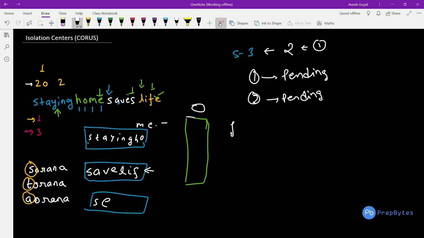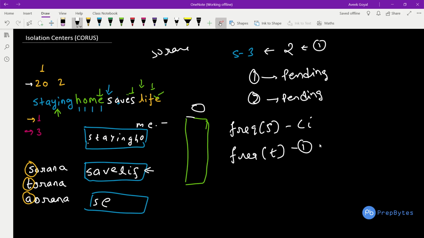Correct? So whatever is the frequency of s and the number of isolation centers, that is ci, if we subtract them, we will get how many persons infected by the s virus will go into the pending queue. Similarly, the frequency of t in this case is just 1. So if we have 1 or more isolation centers, then definitely no one from the t virus will go to the pending queue.